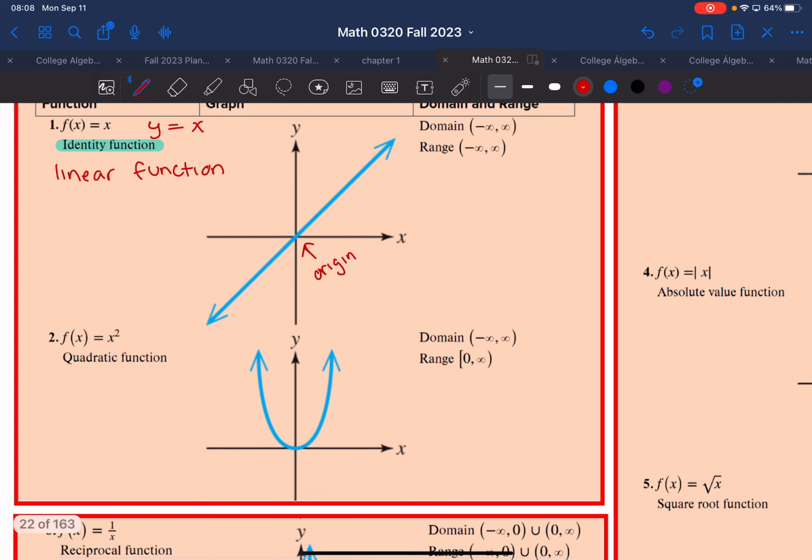The second type of function we're going to talk about is a quadratic function. So the parent function for a quadratic function is f of x is equal to x squared. So y is equal to x squared. Okay. When I say parent function, I just mean the basic, like the most basic you can write that function. Okay.